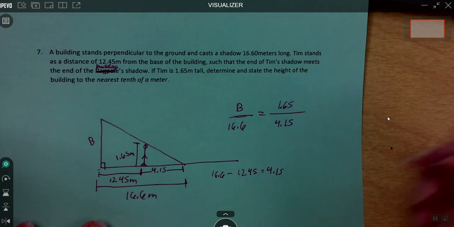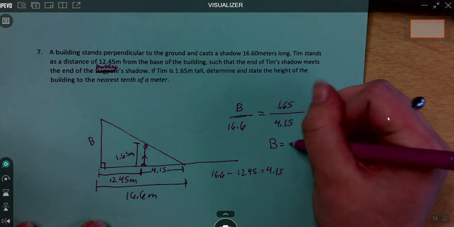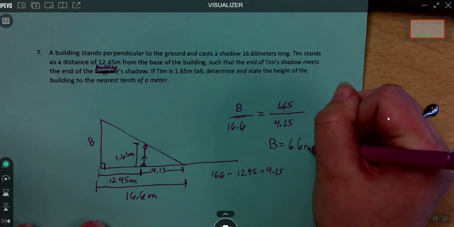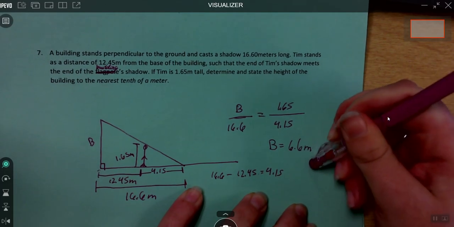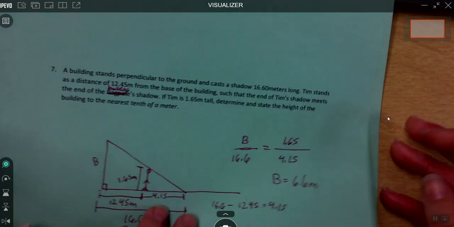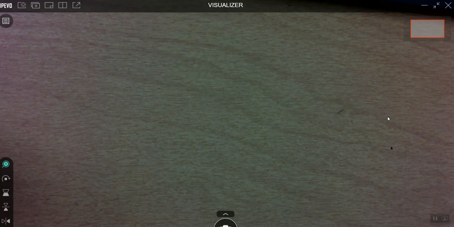Okay, x would have been, or b in this case, 6.6 meters. I really hope that we all put meters on the test. I didn't mark it off this time, but let's label it.